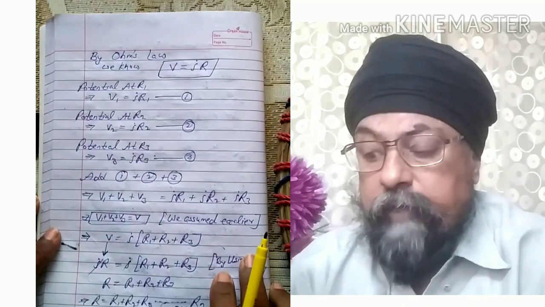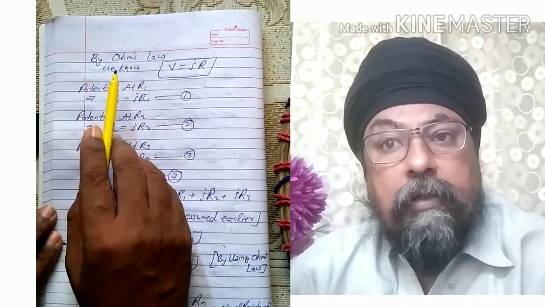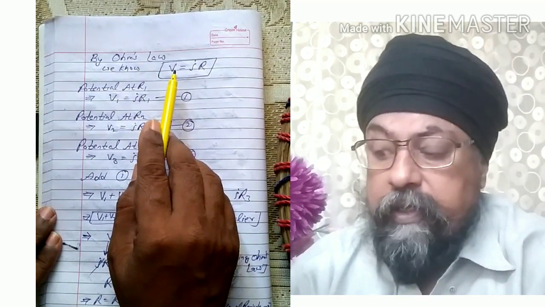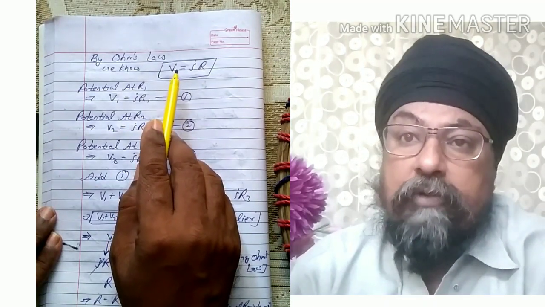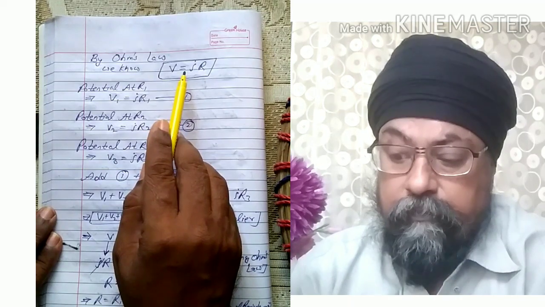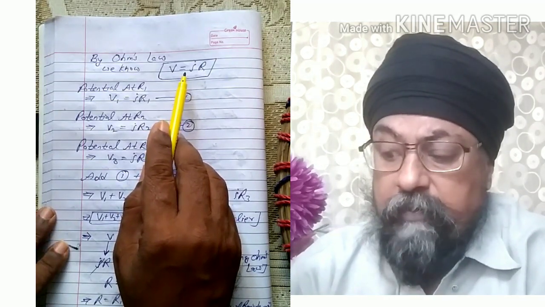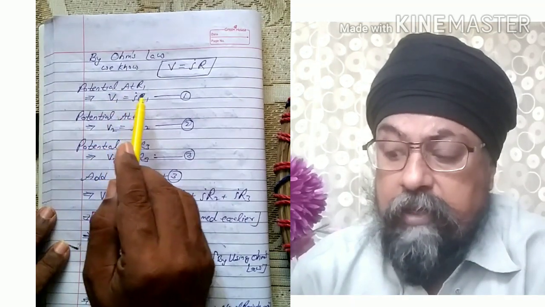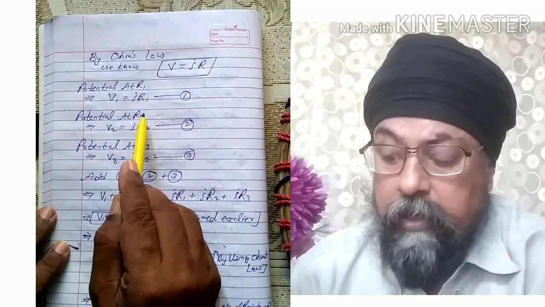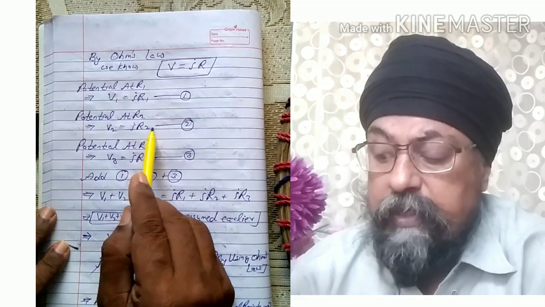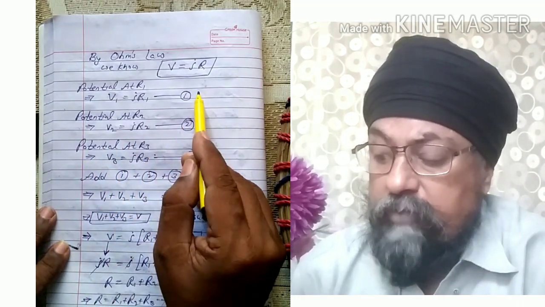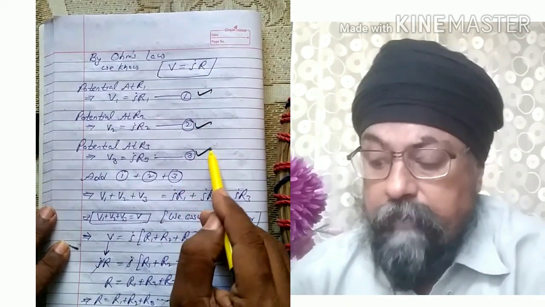By Ohm's law, we know V equals IR. The potential difference across the ends of a conductor is directly proportional to the current flowing through it. So the potential at R1, V1, equals I R1. The potential at R2, V2, equals I R2. The potential at R3, V3, equals I R3. We consider these three as equations 1, 2 and 3.